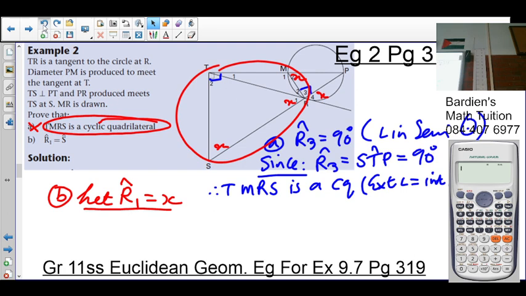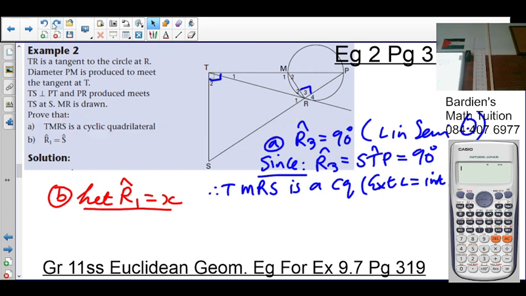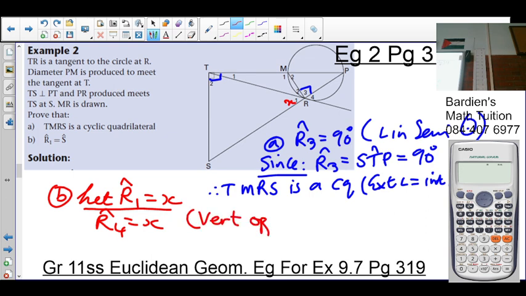Alright, so let's just lay this out properly. We write it out nicely. We said let R1 be X, so we said R4 is equal to X, vertically opposite. People, geometry is not only about the answer. Okay? Not only about the answer. It's about your argument, how you are laying out your reasons, and the links between the angles. And it's nice, man. Right?